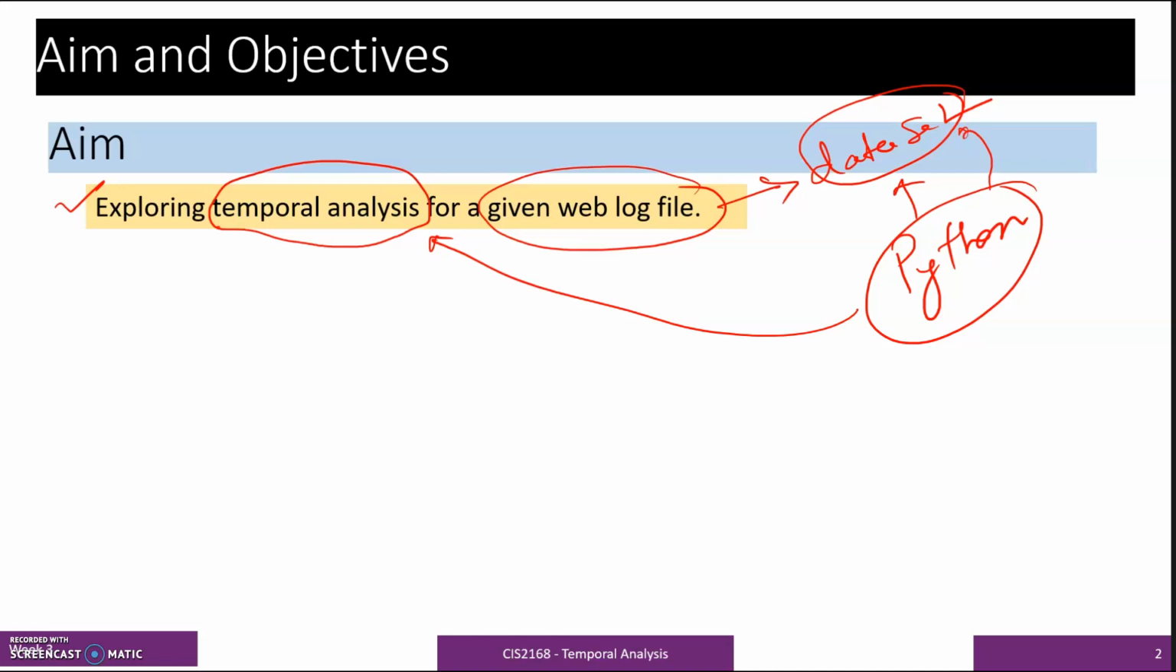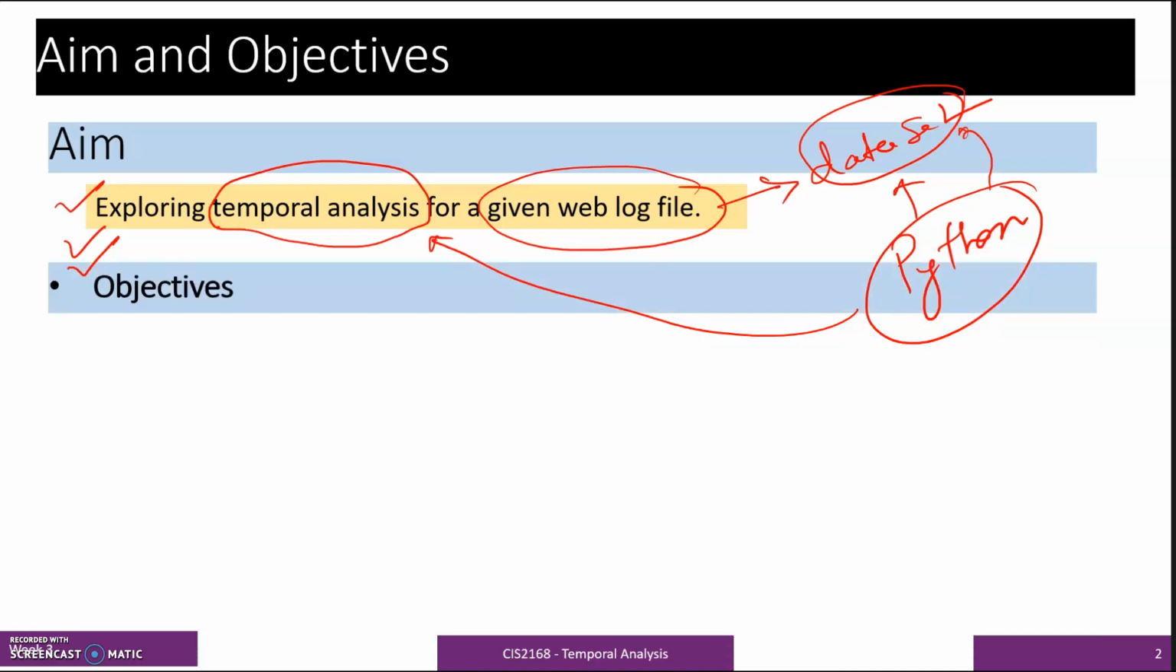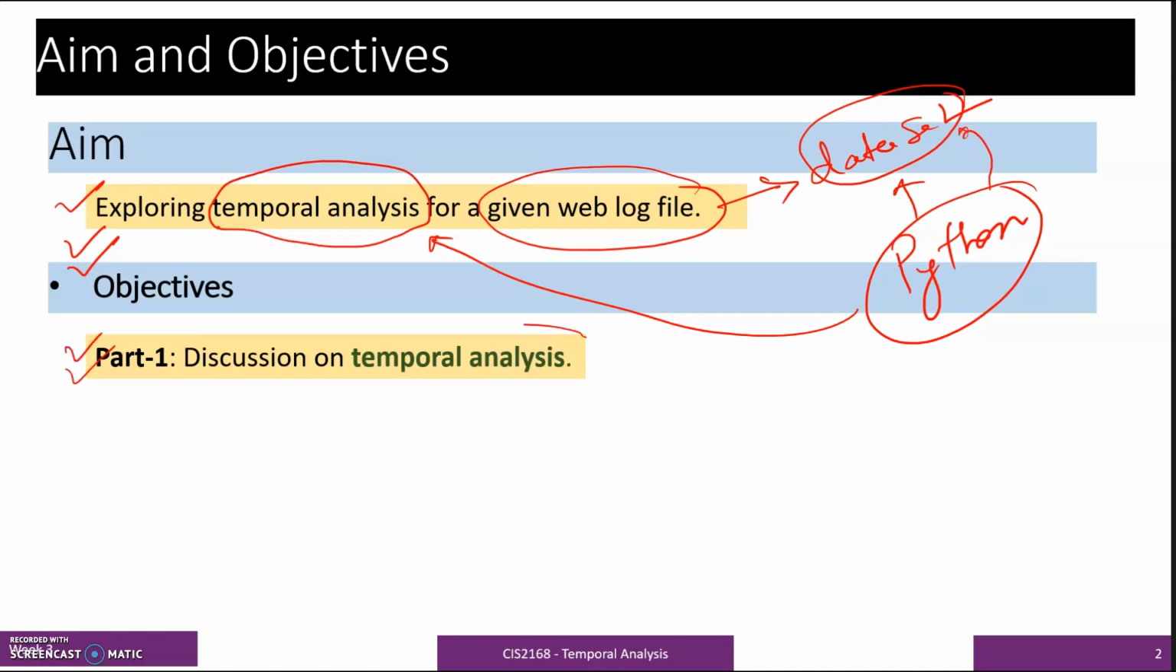In order to achieve this aim, I have framed 4 objectives. The first objective is discussion on temporal analysis. Under this, we'll discuss the definition of temporal analysis, an example for temporal analysis, application areas, challenges and how to address the challenges, and the steps involved to perform temporal analysis.